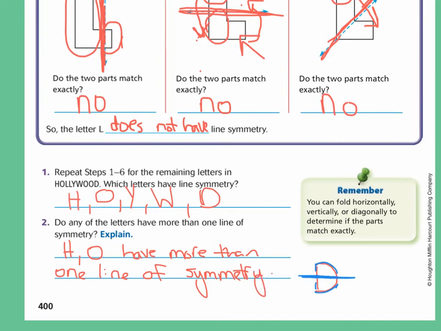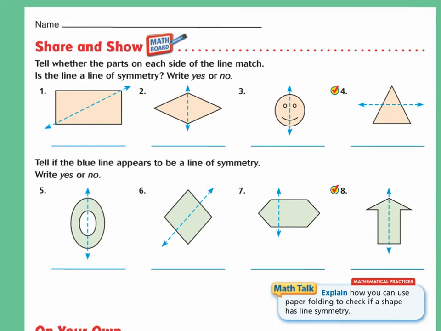All right, guys, let's flip over to page 401. Okay, guys, on our share and show, it says, tell whether the parts on each side of the line match. Are they a reflection of each other? And is the line a line of symmetry? Right, yes or no? So if it's not a match, then it's not a line of symmetry. So we would put no.